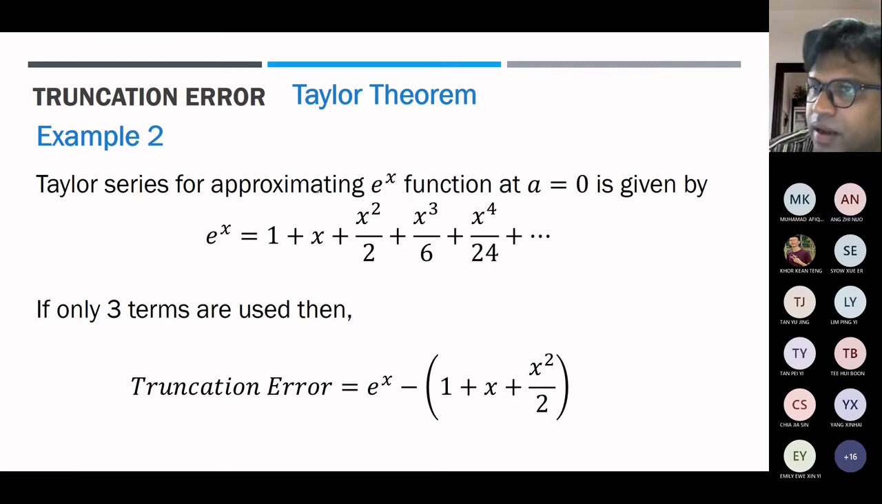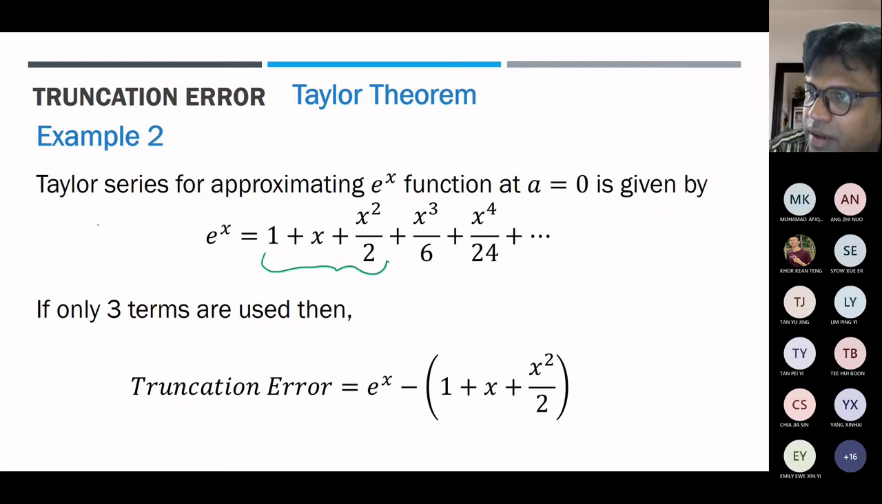Okay, now look at this example too. The Taylor series approximating e^x, the exponential function, at the point where a equals 0 is given by this function, which is e^x equals 1 plus x plus and so on. You still use the same Taylor series formula, but these are five terms there. We just look at the first 3 terms.